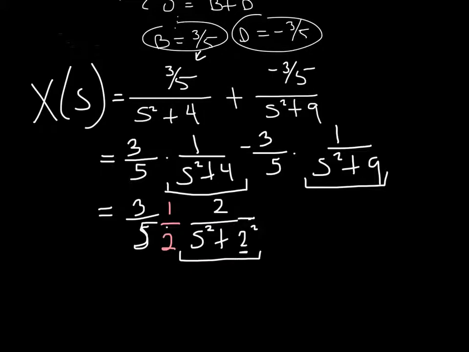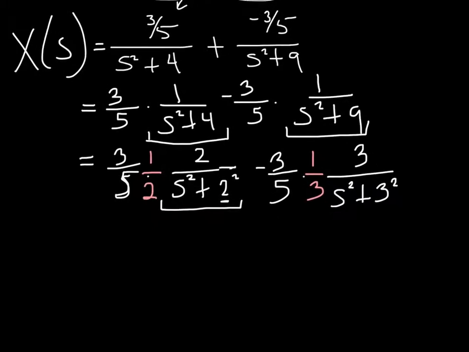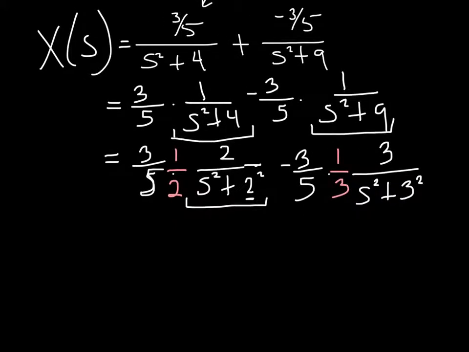So I'm going to leave that there. Similarly, 3/5, and again, I have s squared plus 9, or 3 squared. It'd be nice if I have a 3 up here. Well, I can definitely do that by multiplying by a third, because I'm really multiplying by 1. A third of 3 is 1. Okay, so now I want to take the Laplace inverse.